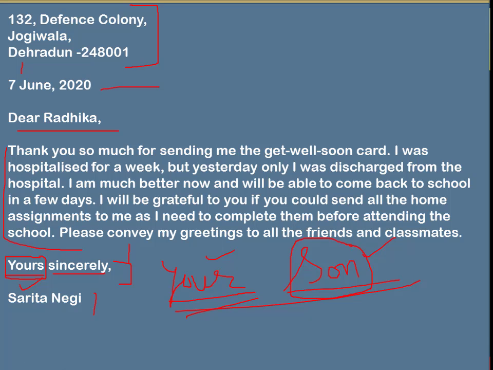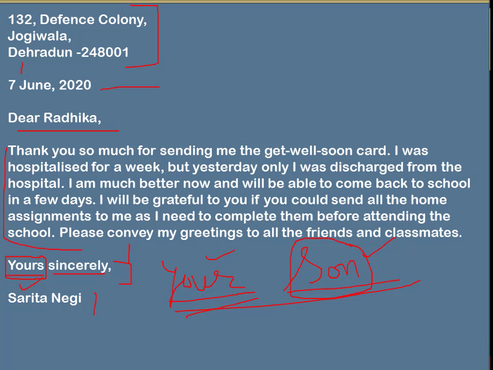So this is all about letter writing. We have come to know that there are two types of letters. One we call formal letter, another we call informal letter. Formal letters are written within the business organizations, or as we call official letter, and informal letter is generally written to our friends, relatives, parents, etc. Layout also we have learned. One is a block style, one is called indented style, and we are going to follow the block style.